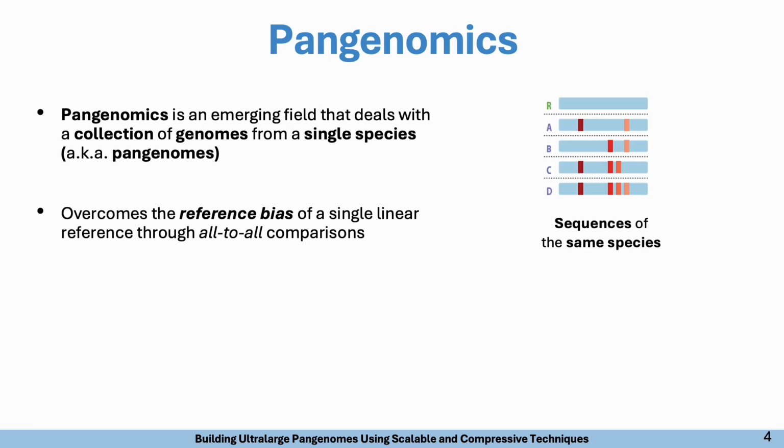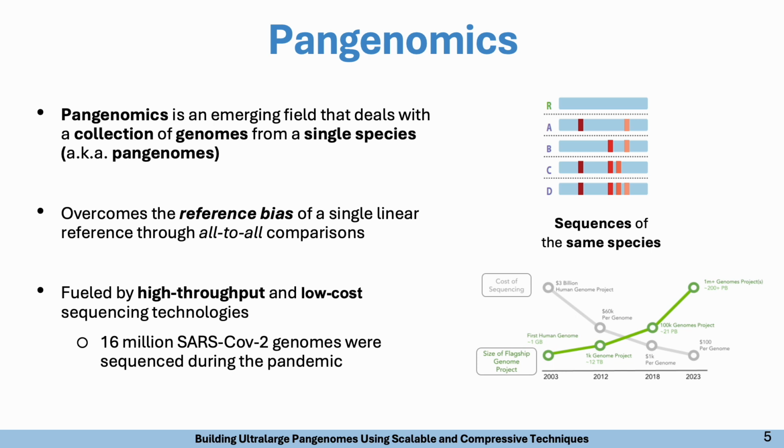Let's get started. So pangenomics is an emerging field that deals with a collection of genomes from a single species, and this collection of sequences that belong to the same species is called a pangenome. Pangenomes enable researchers to view the complete genetic diversity within a population, and with the availability of this view, pangenomes help overcome the issue of reference bias that arises with a single linear reference sequence, as a single genome does not and cannot represent the whole genetic diversity.